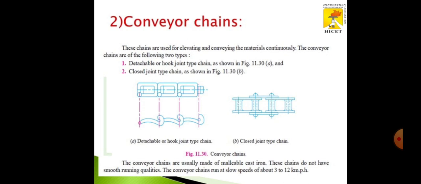The next one is the conveyor chains. These chains are used for elevating and conveying materials continuously. They can be classified into two types: one is the detachable or hook joint type, and the other is the closed joint type. These conveyor chains are usually made of malleable cast iron. These chains do not have smooth running qualities. They run at slow speeds, about 3 to 12 km per hour.